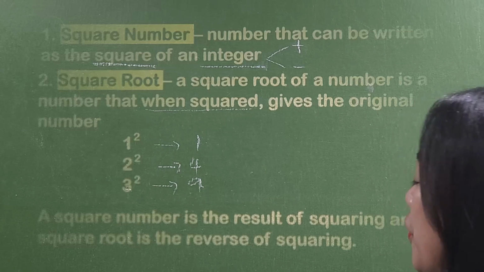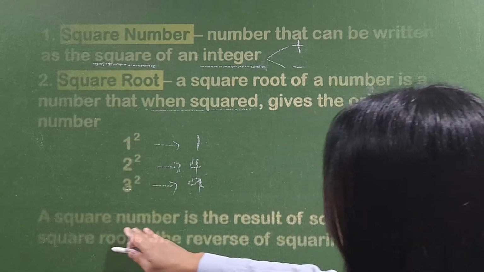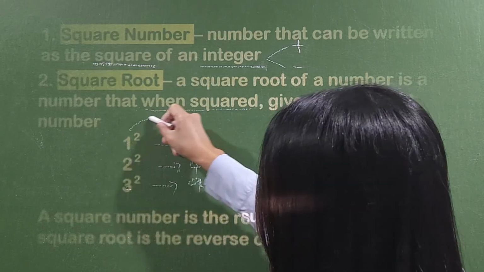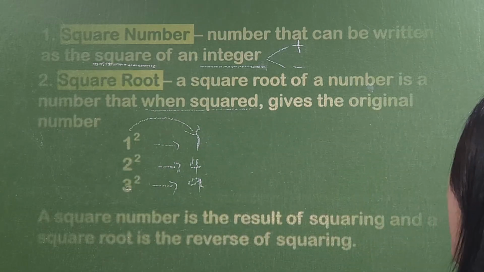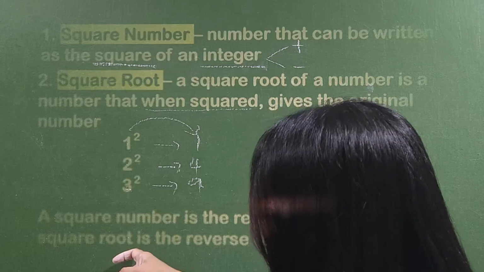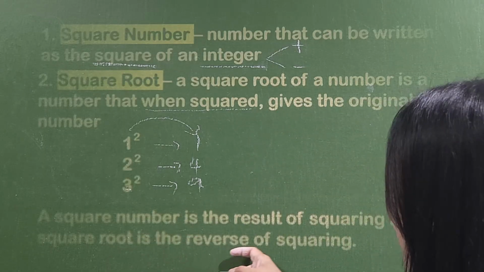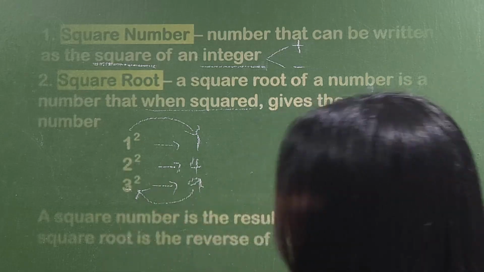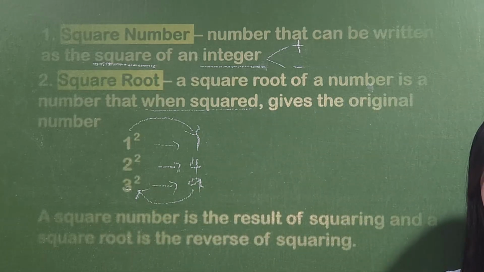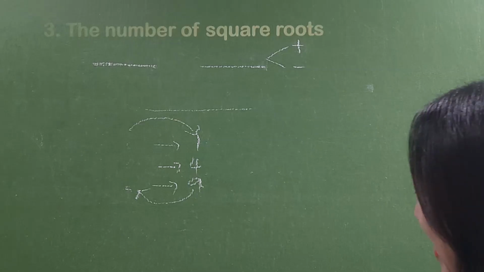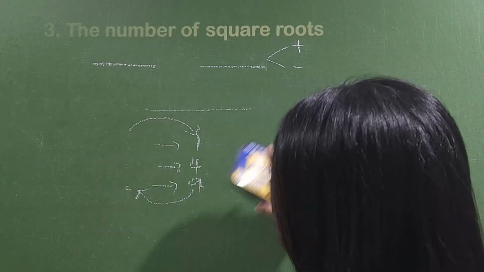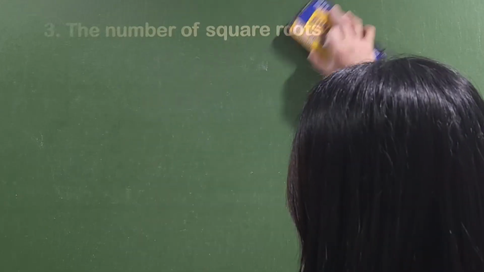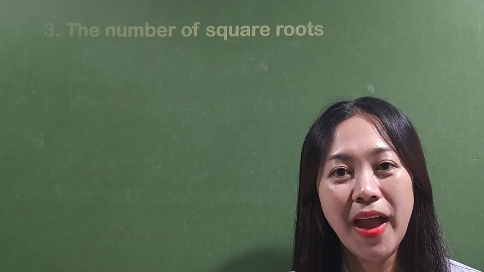So, in other words, a square number is the result of squaring. And a square root is the reverse of squaring. Okay, let's move on to the number of square roots. This means how many square roots does a number have?